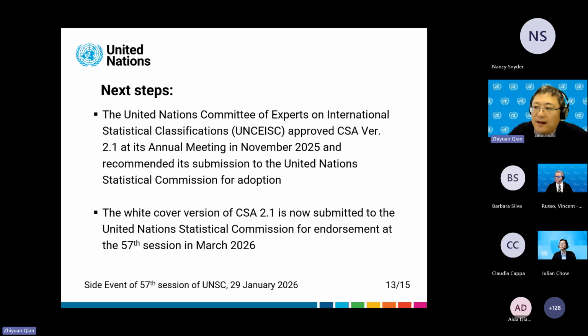So where are we now, and what are we going to do? Last year, the United Nations Committee of Experts on International Statistical Classifications, UNCEISC, approved the CSA version 2.1 at its annual meeting in November 2025 and recommended its submission to the United Nations Statistical Commission for adoption. You can see the relevant approval process prepared by Vincent again, who is here with us.